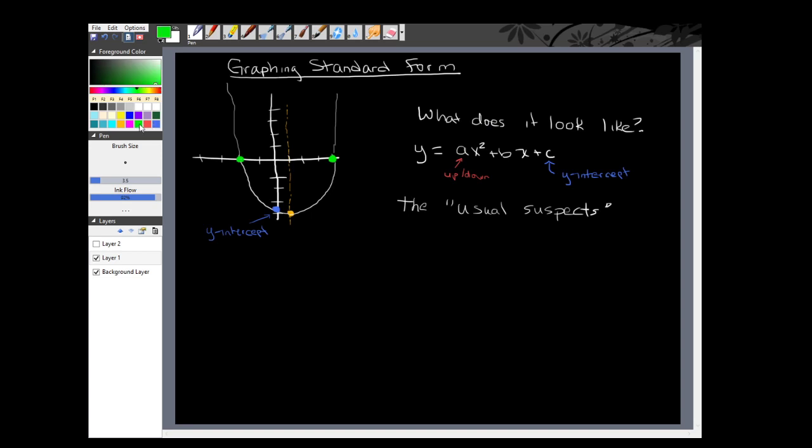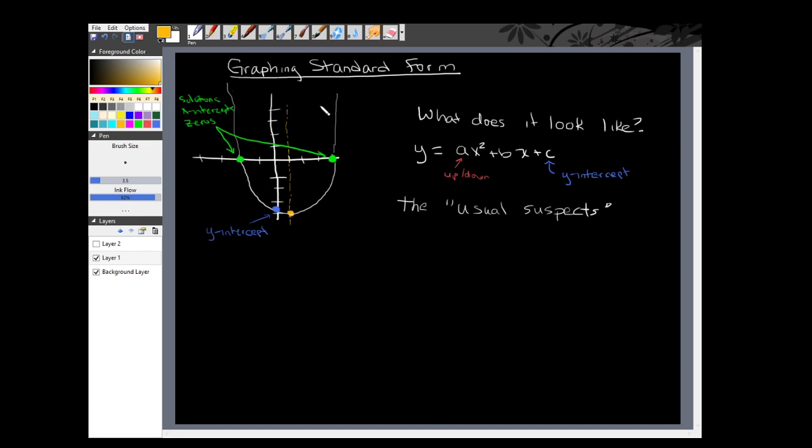Now, some other really nice parts about quadratics are right here, these green dots. These green dots are usually people's biggest focus when they're using quadratics to solve real-world problems. These are called the zeros. Now, they do have a lot of other names. Sometimes they're called x-intercepts. Sometimes they are called solutions. I usually call them zeros because that's the most common thing that we see.